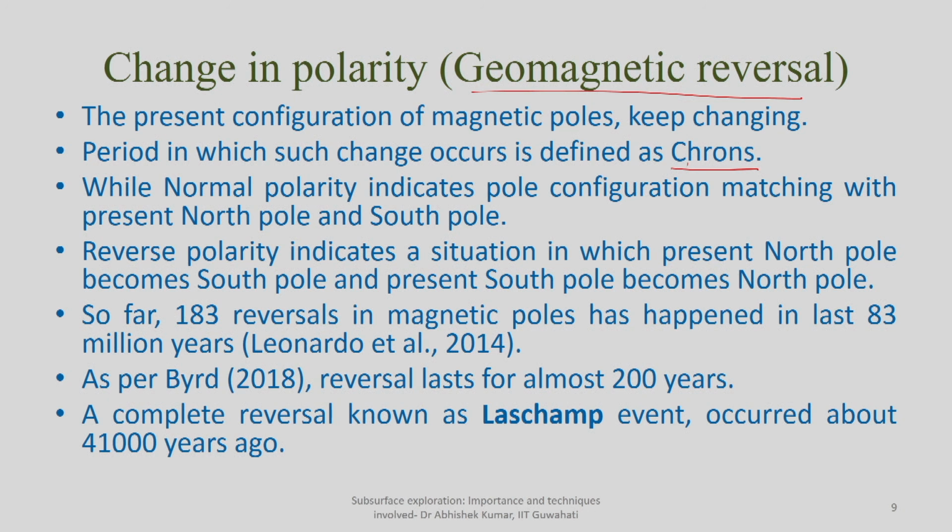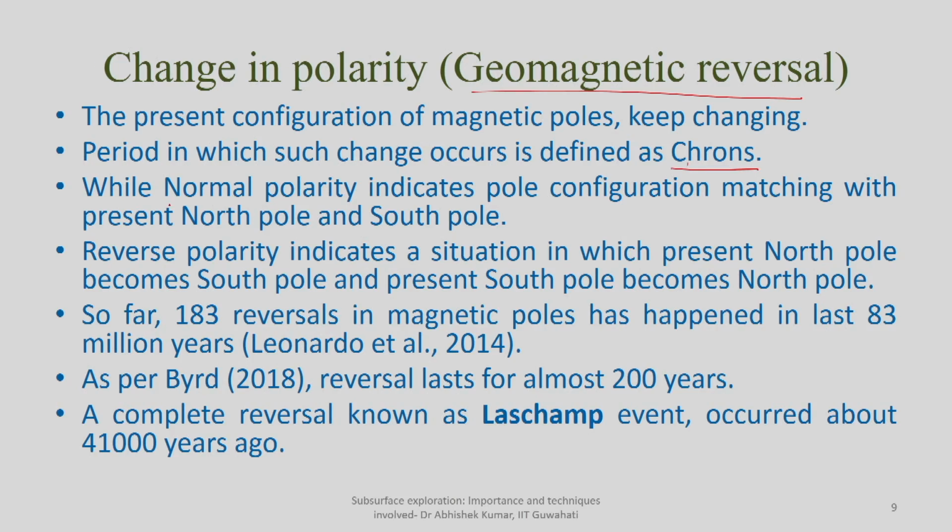So, every time there is some change, that period is called a chron, 1 chron, 2 chrons, and at times people have named these chrons also, as can be found in the literature. So, normal polarity means whatever configuration we are seeing at present with respect to magnetic north and magnetic south pole, if in the past also the same configuration was there, that is known as normal polarity, which indicates the present configuration of the magnetic poles.